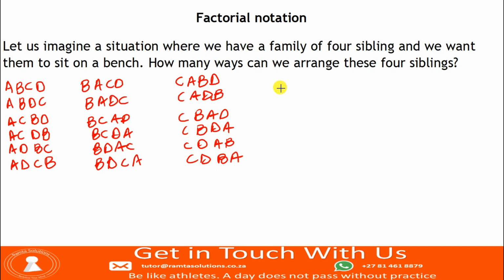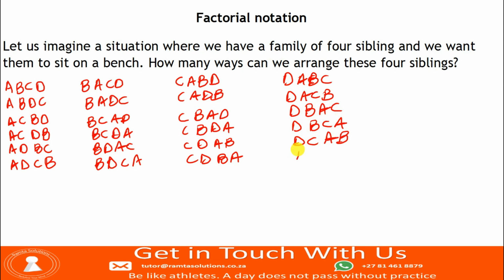Now, we can also have it in this way, where we have D, A, B, C, and then D, A, C, B, or D, B, A, C, and D, B, C, A, and then D, C, A, B, lastly, D, C, B, A. So when you look at it, this is 6, 12, 18, 24. So we can arrange them in 24 ways.